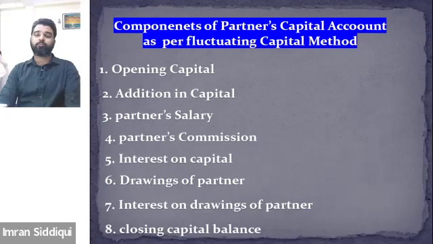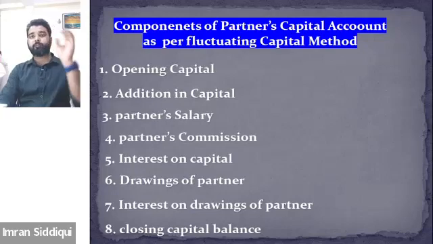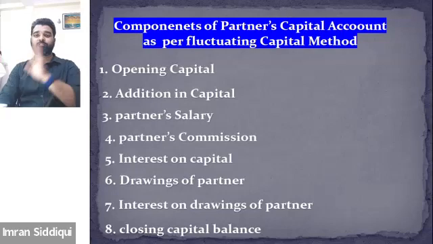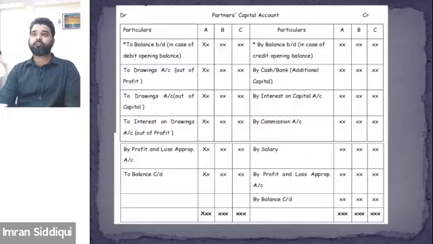whether such transactions lead to an increase or a decrease in the capital, like salary paid to the partner, commission paid to the partner, interest received by the partner. These transactions will increase the value of the capital, thus they are shown on the credit side. And transactions such as interest on drawing and drawing made by the partner will all be shown on the debit side. But the treatment will be different in case of the fixed capital method. So we will talk about these different types of accounts in the next class.